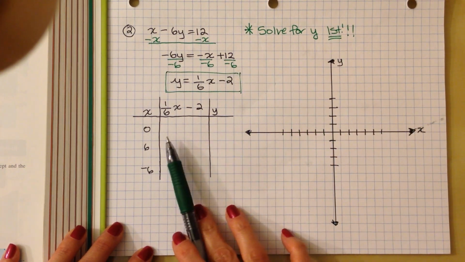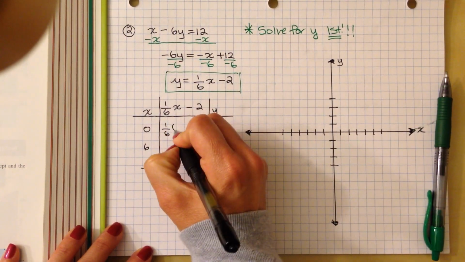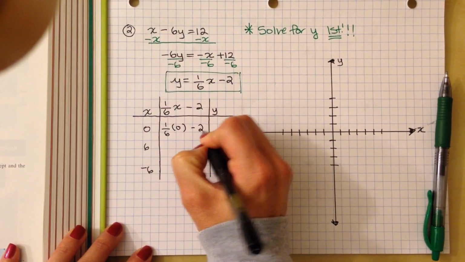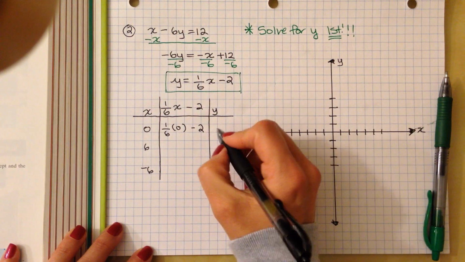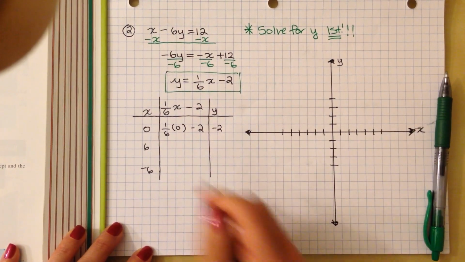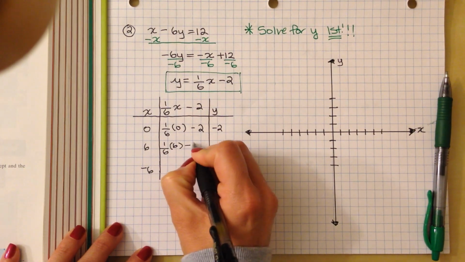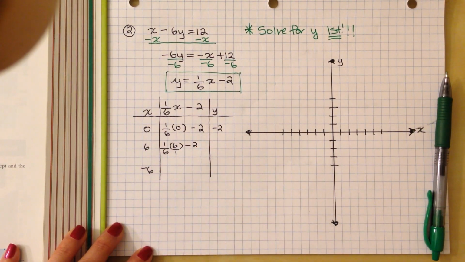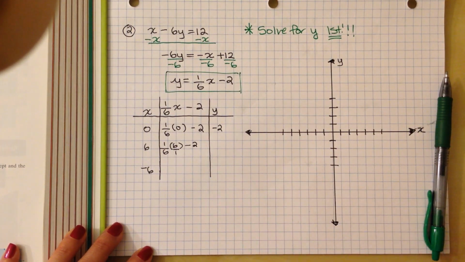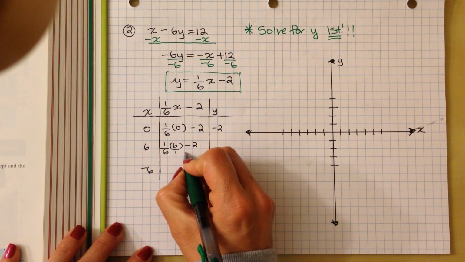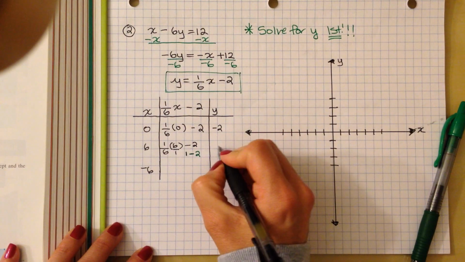Let's see what we get for our table. We have 1 over 6 times 0 minus 2. Well, 1 over 6 times 0, that's just 0, so we're just left with a negative 2. Then we have 1 over 6 times 6 minus 2. You can write 6 over 1 if you want, but notice that I can reduce. So when you reduce, what are we left with? We're just left with a 1 minus 2, and that gives us a negative 1.